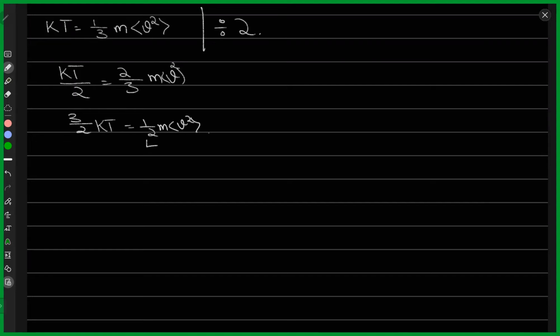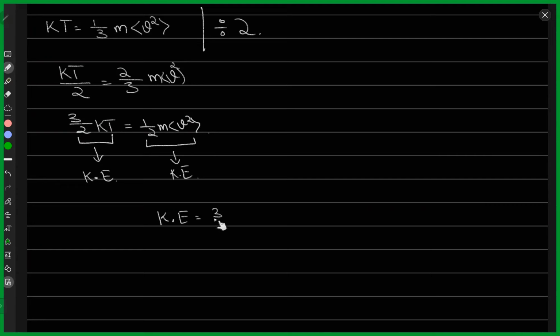Now, this thing we already know is the kinetic energy of any particle, half mv squared. If that's the kinetic energy and we have an equal sign over here, then this thing is also a kinetic energy. Hence we deduce that the kinetic energy of 1 mole of gas is given as 3 by 2 kT.